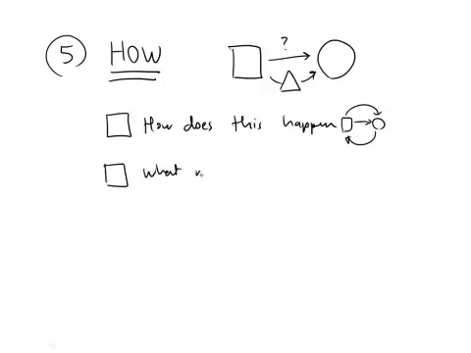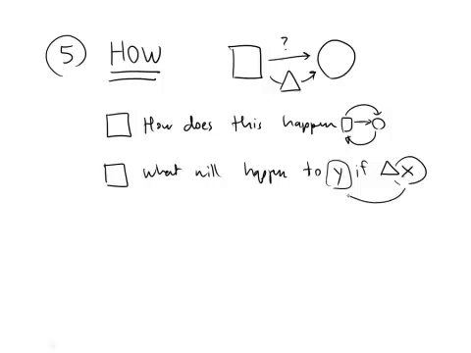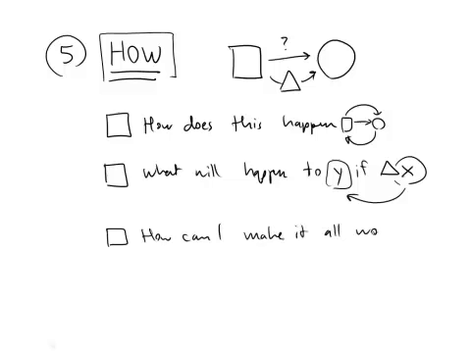What will happen to y if I change x? What will happen to this if I change that? Those are the kinds of questions of how. How can I make it all work? How can I achieve this result as opposed to that result? Questions and problems of how.